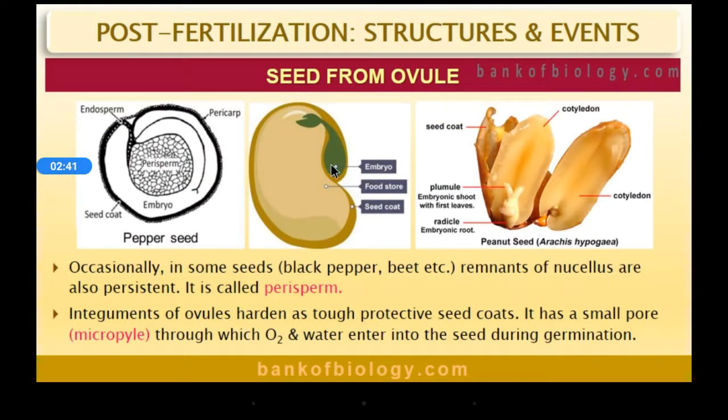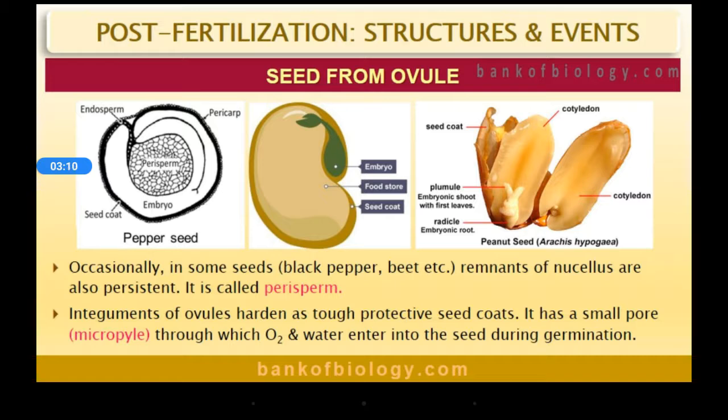In some cases, like in black pepper and beet, the remnants of nucellus are also persistent. Nucellus, which we already learned when we discussed the structure of the megasporangium, that is the ovule, is the mass of cells enclosed within the integuments. Integuments are the protective envelopes around the ovule.